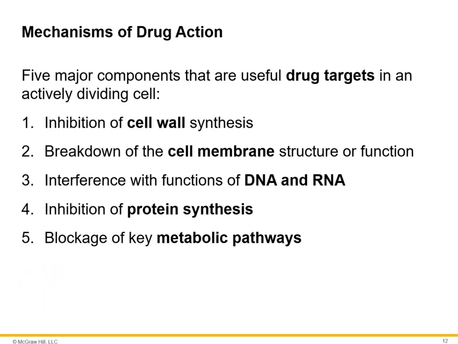Okay, so there are 5 major drug targets we will talk about in this class. And when I say drug targets, what I'm talking about is the part of the microorganism that the antimicrobial is acting on in order to destroy that microorganism. For example, some drugs inhibit cell wall synthesis. So if you inhibit the ability of the microorganism to build its cell wall, you're going to weaken that cell, and that cell can rupture and die. And that's one way you can kill a microorganism.